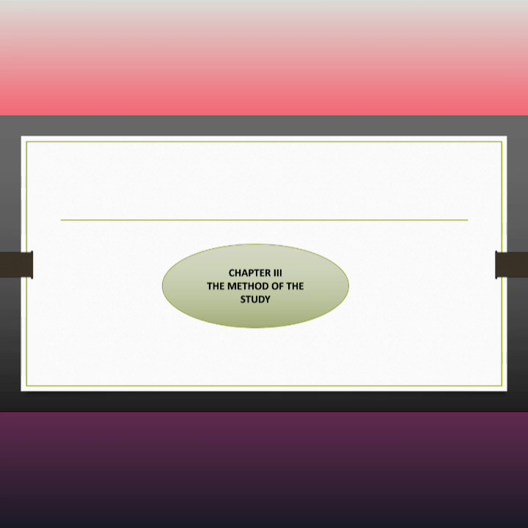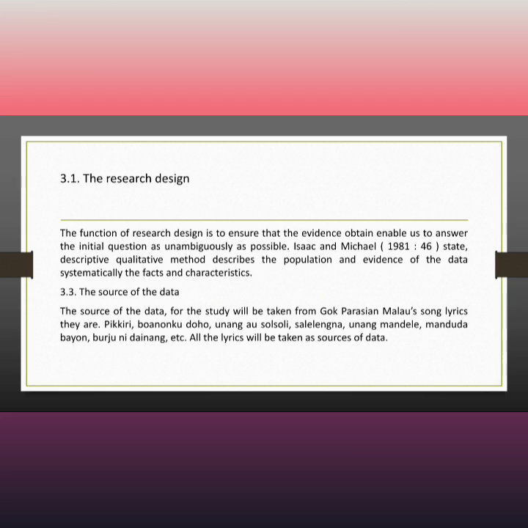Chapter 3. The method of the study. 3.1 The research design. The function of research design is to ensure that the evidence obtained enables us to answer the initial question as unambiguously as possible. Isaac and Michael state that descriptive qualitative methods describe the population and evidence of the data systematically, the fact and characteristic.